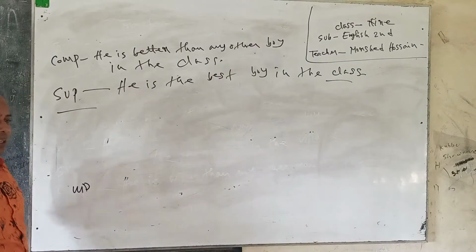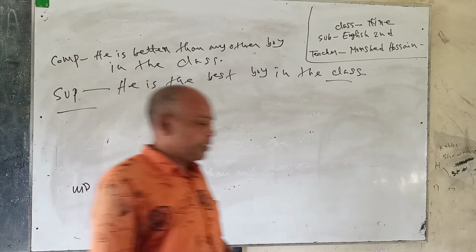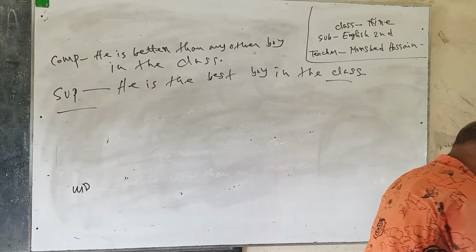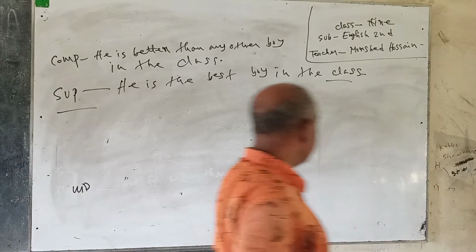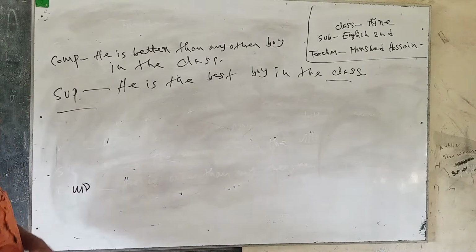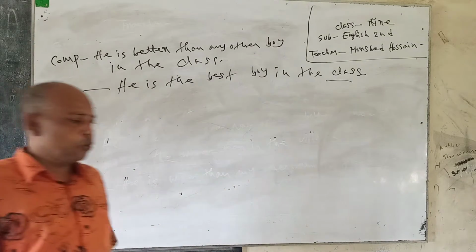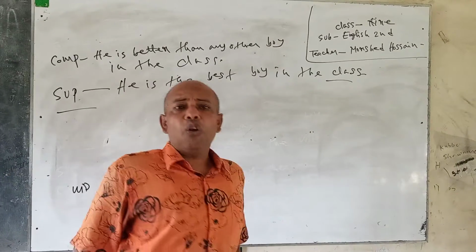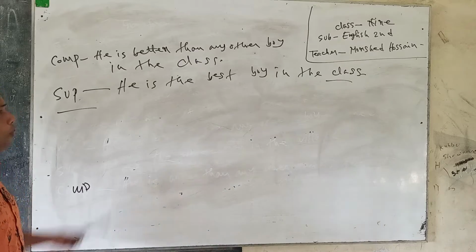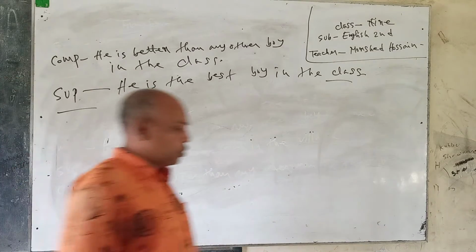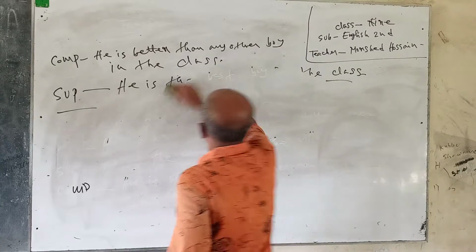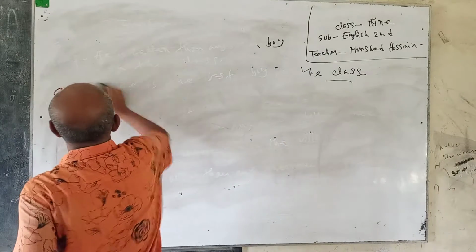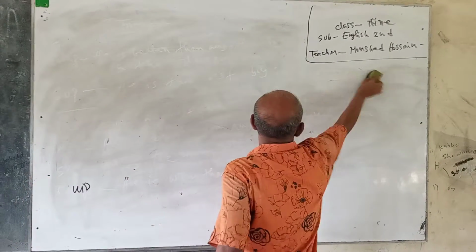So this is the criteria system of the degree of adjectives. Learners, we have already discussed there are three forms of degree of adjectives: positive, comparative, superlative. I think all of you have understood the forms of degree of adjectives. I am going to discuss another thing of degree of adjectives, then you will understand easily.